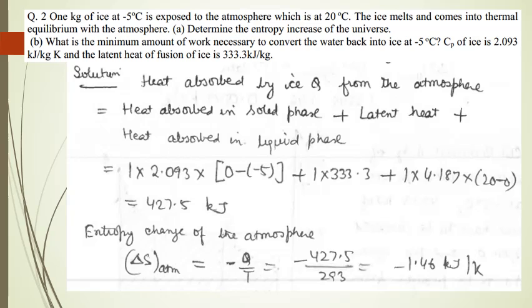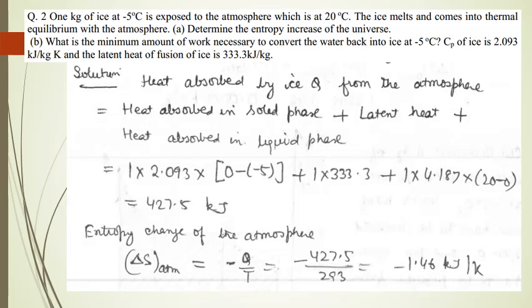Cp of ice is 2.093 kilojoule per kg per Kelvin and the latent heat of fusion of ice is 333.3 kilojoule per kg. Now 1 kilogram of ice at minus 5 degrees Celsius is the system, and the atmosphere maintained at 20 degrees Celsius is a thermal energy reservoir, which means that its temperature will not change whatever may be the amount of energy interaction. The amount of heat absorbed by the ice is equal to the amount of heat given out or lost by the atmosphere.